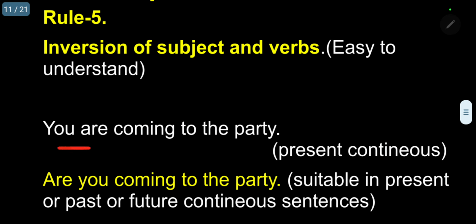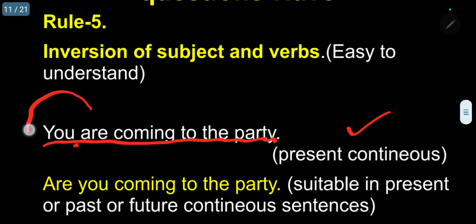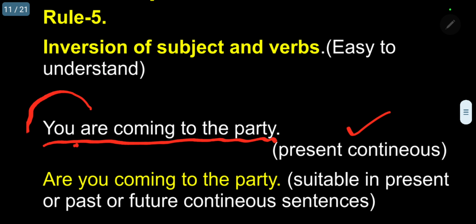You are coming to the party. That means this is a simple sentence, present continuous. Now, suppose I want to raise a question, simply put are here and you can use it now. Are you coming to the party? See, very, very simple. Are you coming to the party?